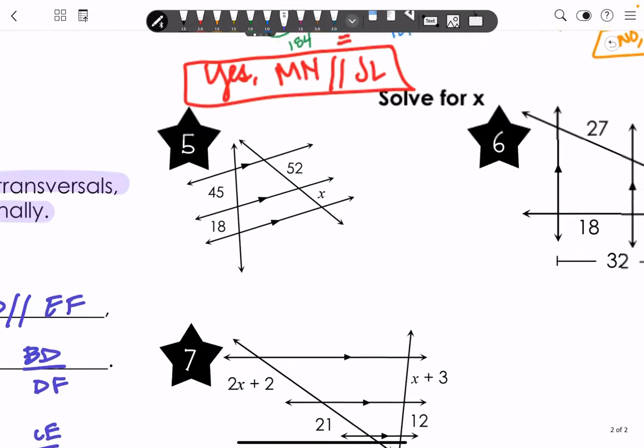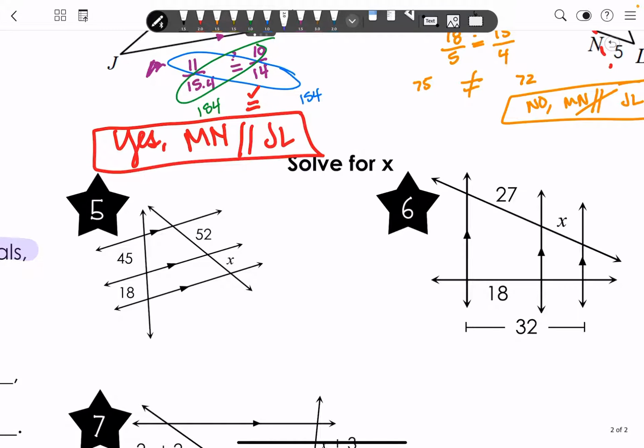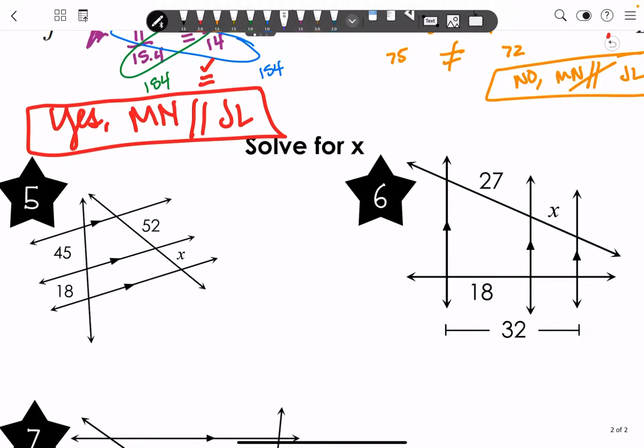All right, so I'm going to help set up number 5 and 6, and then I want you to check your answers with me. All right, so for number 5, all we're going to do is we've got 45 over 18 is equal to 52 over x. And then you're going to cross multiply and solve. And on this one, on number 6, you're going to figure out this tiny little part is going to be 14 because that's 32 minus 18. So I want you to go ahead and set your proportions up, cross multiply and solve, and then check your answers back with me. So pause the video.